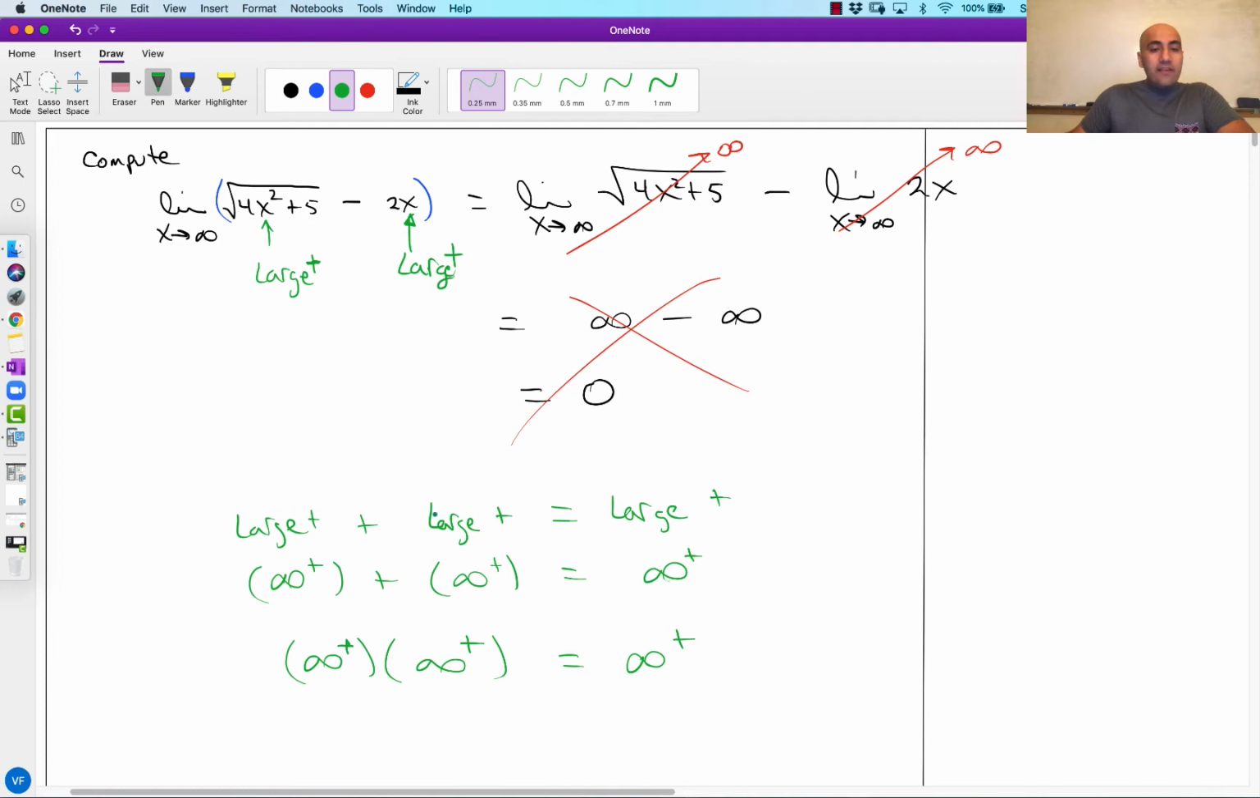So we want to take advantage of these things in order to simplify this and then use a little bit of algebra magic to manipulate this in a way that'll help us figure out what the limit is. So don't just conclude negative infinity minus infinity. When you get to that, we know we have a problem, we have to do more work.